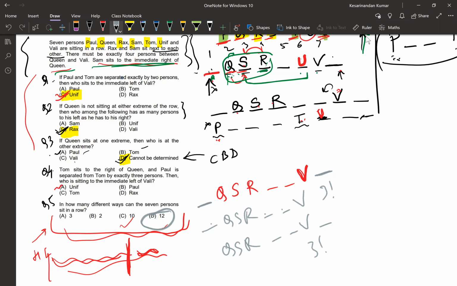Kesari, I have a doubt. Yes, go ahead. Actually, we can place Q at the third position as well, right? Q at the third position, no, you can't. Why? Okay, fine. I got it. I made a mistake. The constraints that have been provided in the beginning, Q cannot be placed.